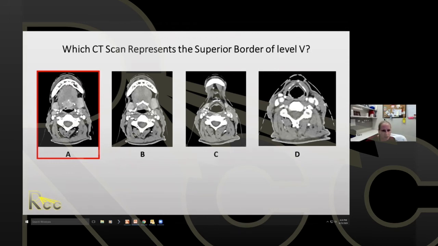So I selected A. B is supposed to represent more of the middle of the hyoid body, whereas C is the inferior edge of the body of the hyoid, and then D, we have the superior edge of the thyroid cartilage.